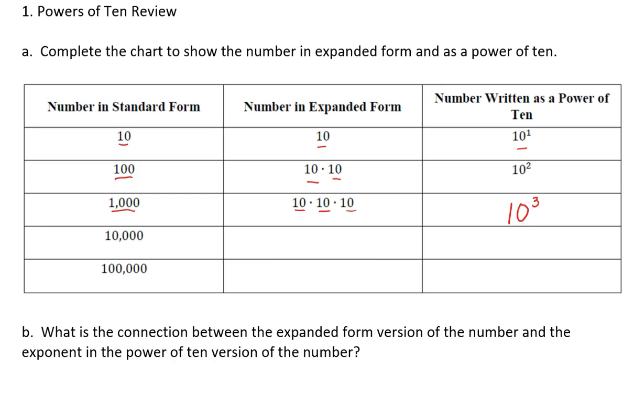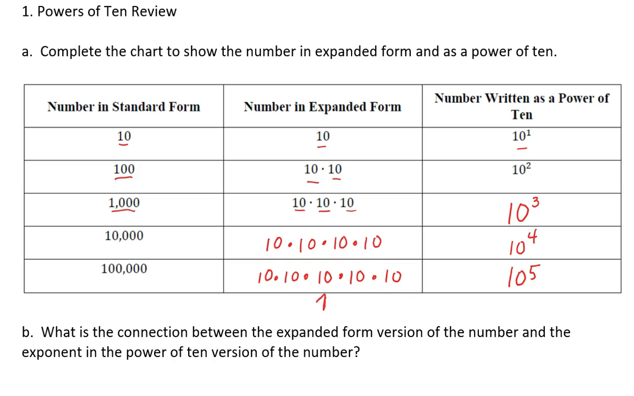The number 10,000 can be expressed as 10 times 10 times 10 times 10 in expanded form, and as an exponent it would be 10 to the fourth power. And the number 100,000 would be 10 times 10 times 10 times 10 times 10, which is also 10 to the fifth power. Question B says, what is the connection between the expanded form version of the number and the exponent in the power of 10 version of the number?